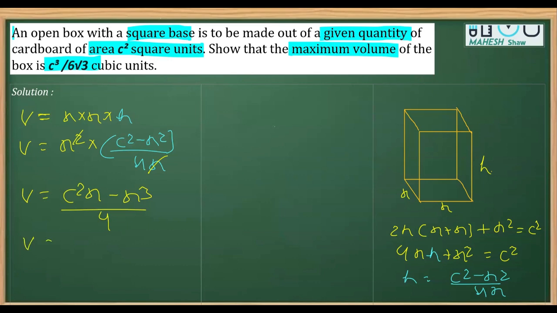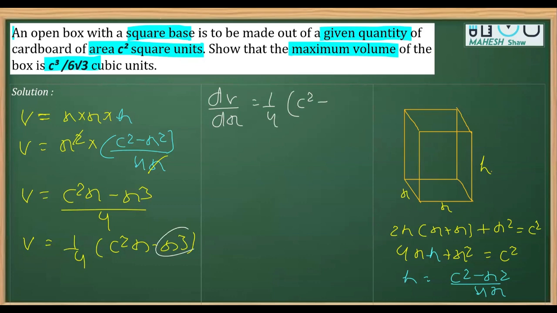So now I can find its derivative. Let's say I write 1 by 4 times c square x minus x cube. In the next part, I'm going to differentiate this with respect to x. So differentiation gives dV by dx is equal to 1 by 4 being the coefficient, and c square is a constant, so the derivative of x is 1, minus the derivative of x cube, which is going to be 3x square. Now for maxima or minima, this has to be equated with 0.